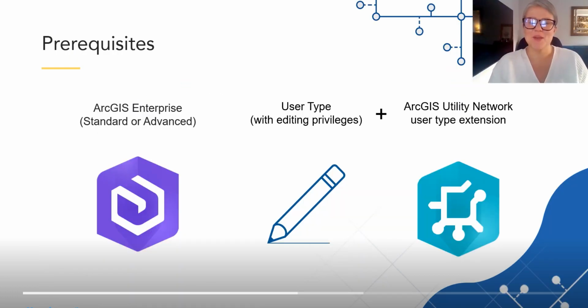Thanks very much, Sarah. So now some information on licensing. As the Utility Network Editor is a client to the ArcGIS Utility Network, a base deployment is needed. These are the prerequisite ArcGIS components required. First of all, ArcGIS Enterprise, then user types that have got editing privileges, and ArcGIS Utility Network user type extensions. Once you've got this architecture in place, you can then deploy Utility Network Editor on top.